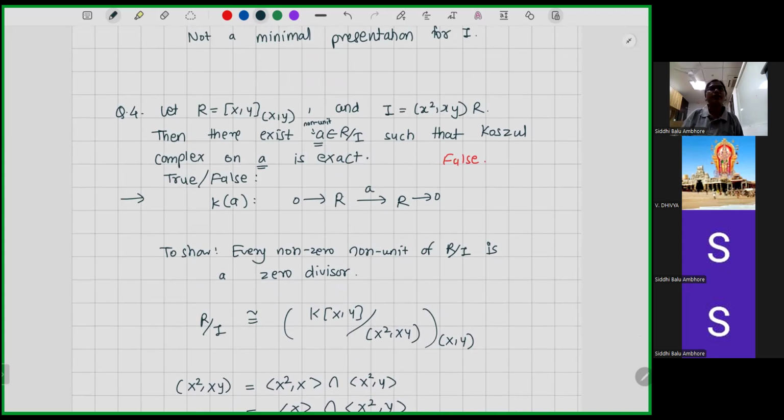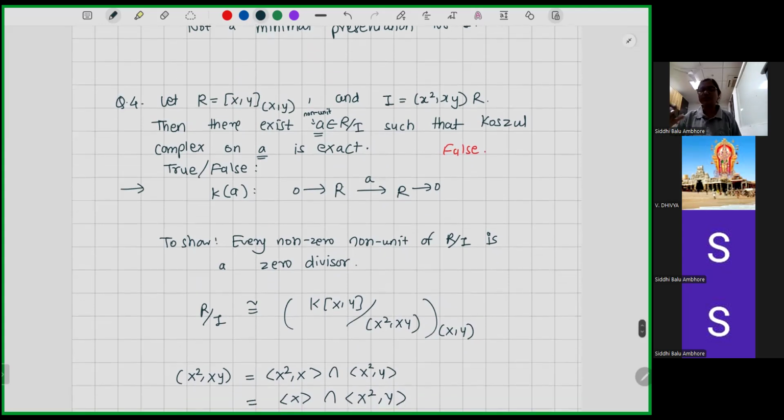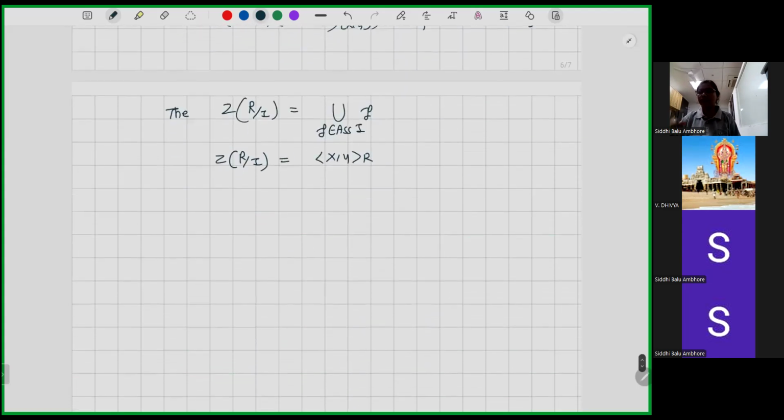Okay, so I hope that is clear. Please let me know if there is any doubt. We just wanted to check what the set of non-zero non-units is, and we proved that it is exactly equal to this maximal ideal. So that's why we are done.